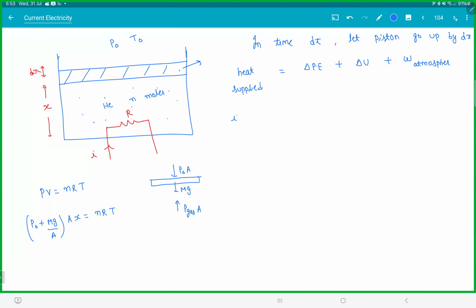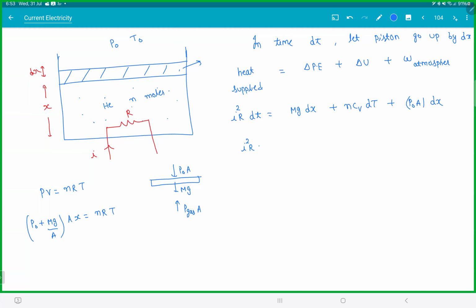So how much heat are you supplying? I squared R dt, dt is time. Change in potential energy is mg dx. Change in internal energy is nCv dT, capital T is temperature. Work done on atmosphere is P naught A into dx. Send the dt that side.